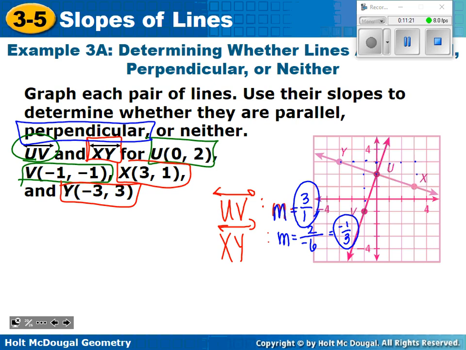They are perpendicular. Because what's the reciprocal of 1? 1 is 1/1. If you flip it, it's 1/1. Positive 1 and negative 1 are reciprocals of each other. And the signs are different. So be careful. Okay? Those are some tricky ones.